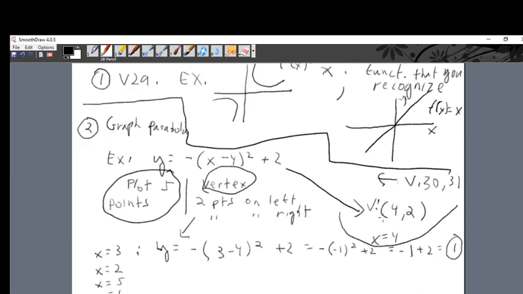Here's one of the points, and let me put this right next to it. 3, 1 will be one of your points. I don't have to do them all. You can see what I'm doing. You're going to plug in 2 in here, plug in 5 in here, and plug in 6 in here. Keep getting your y coordinates on the right-hand side. You'll have a total of 5 points. You'll have everything you need to plot this parabola.